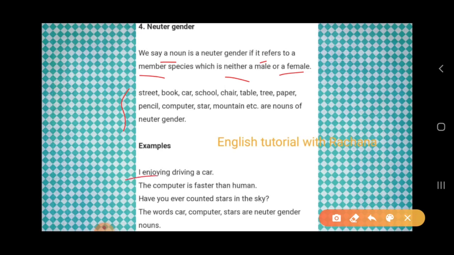I enjoy driving a car. So the word car is a noun here, and it refers to a non-living thing. So that is known as neuter gender. We have many more examples of neuter genders. Now I'll provide you a list of masculine, feminine and neuter genders.